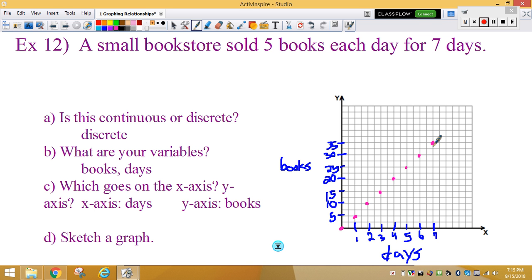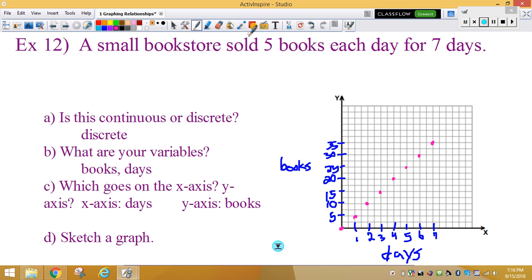Now, you need to say, is it continuous or discrete? Because if it's continuous, I need to connect those dots. If it's discrete, I can just leave the dots the way they are. And it is discrete, so I'm not going to connect the dots. I'm just going to leave my graph like this.